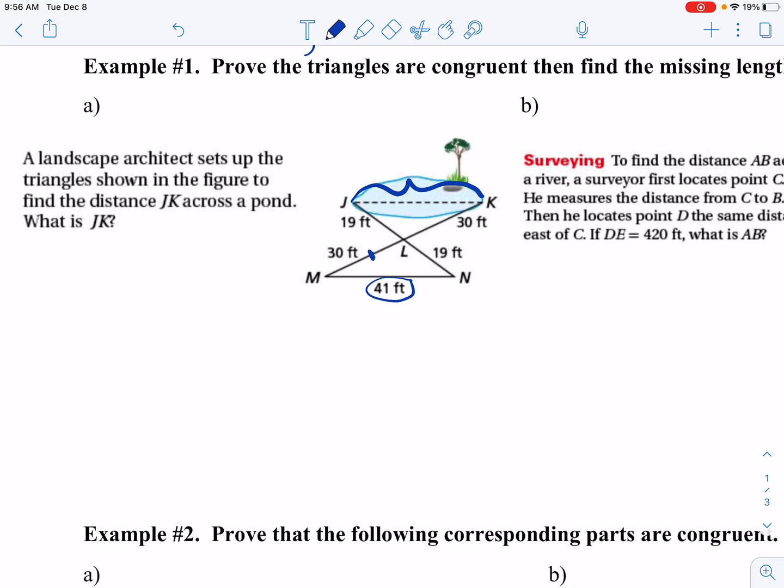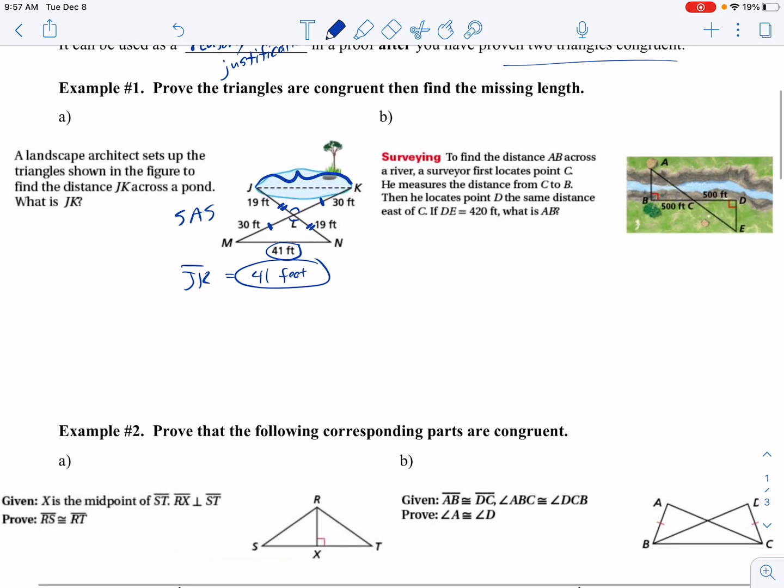Well, we definitely have two congruent lengths, or a pair of congruent lengths. Here is another pair, and then hopefully we can notice that we have vertical angles in the middle, opposite sides formed by two intersecting lines. So these two triangles are congruent by side-angle-side, which means every single part is the same. So MN would be the same length as JK. JK would also have a length of 41 feet. Okay. Why don't you try B?